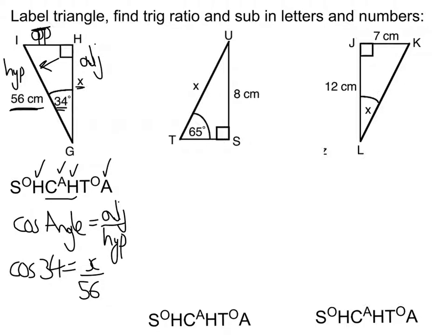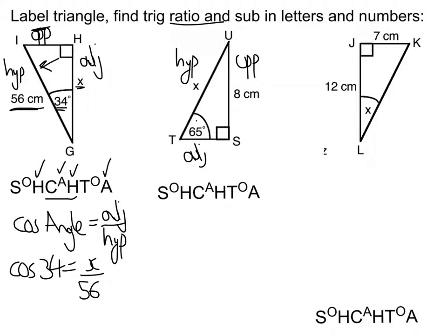Okay, let's move on to the second of my triangles. So first thing, let's label it. So here's my angle 65, so this must mean this is the opposite. This is the longest side, so that's the hypotenuse, and then my final side is adj. Let's then write down SOHCAHTOA and start ticking.